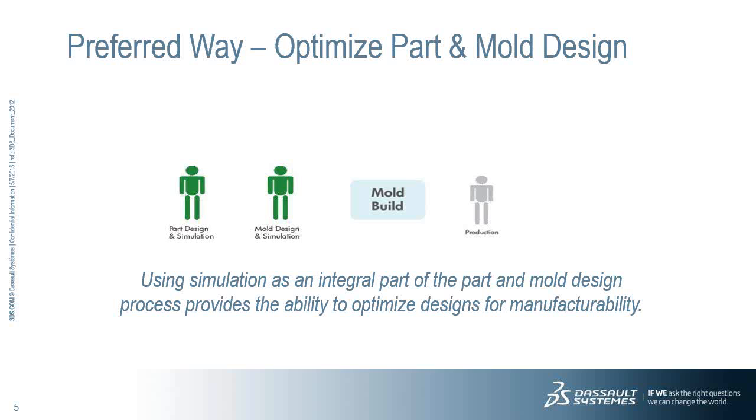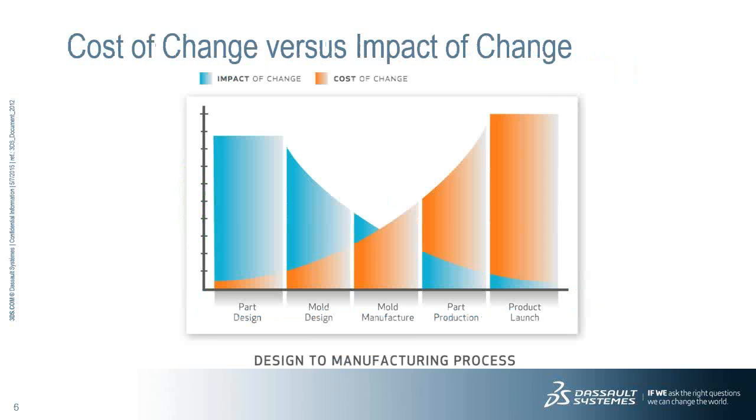Using simulation as an integral part of the part and mold design process provides the ability to optimize designs for manufacturability, so that a lot of benefits come to it. When I say cost of change versus impact of change, why should you be concerned about using any plastic simulation during the earlier stages of design? Because that's when the cost of change is least and the impact of the change is highest.